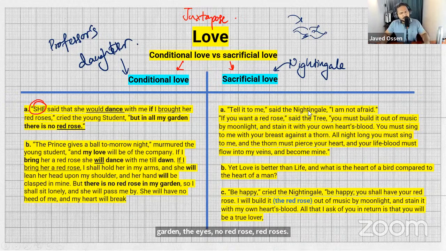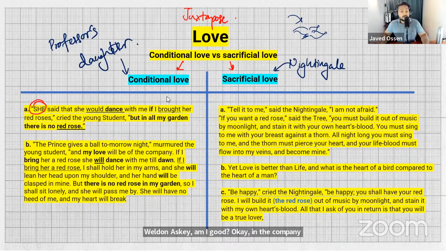So who do you think will sacrifice herself and get the young student a red rose? In the title itself, the Nightingale is going to sacrifice herself and get the young student a red rose. Well done. Okay, going to move forward.